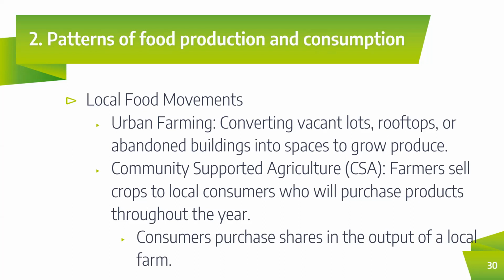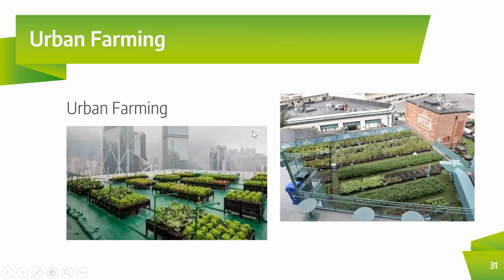So community-supported agriculture is basically when farmers sell crops to local consumers who agree to purchase those products throughout the year. In other words, consumers purchase shares in the output of a local farm. These are individuals who make the pledge to support a local farm, so that growers and consumers are working together, helping each other out. So here are some examples of urban farming.